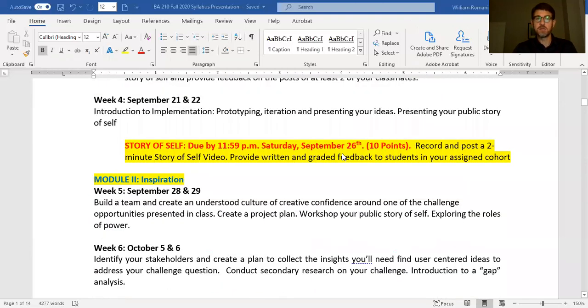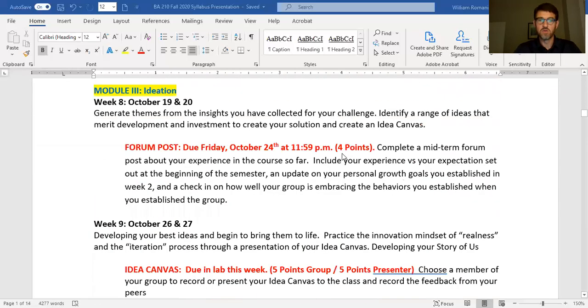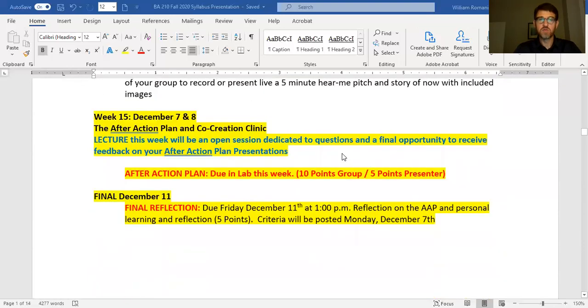Number 2, the second module, third module, and fourth module all reflect the key components of design thinking as proposed by IDEO, which is our textbook that we're using for the book. So we go through the schedule, a couple of dates at the end. The culminating project of this class will actually take place in the last week. That's the after action plan.